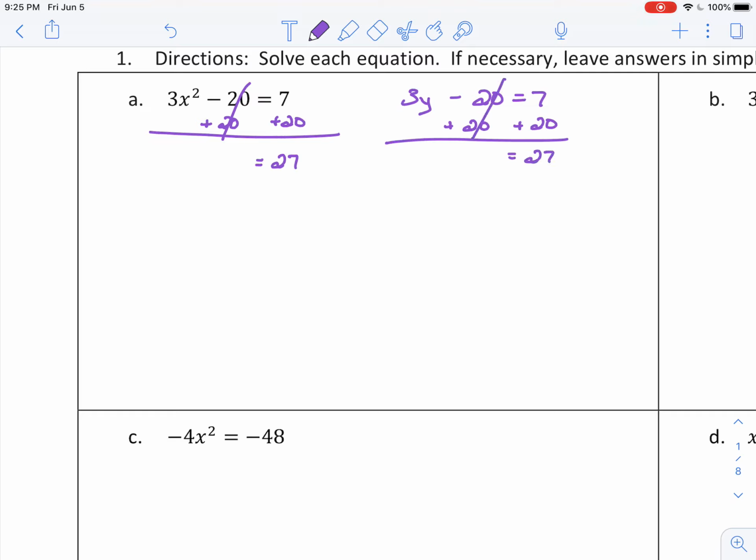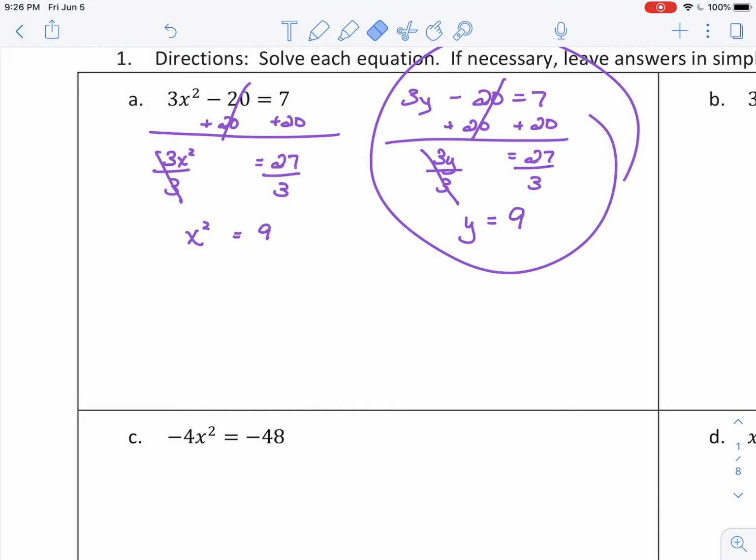The 20s would cancel, and on this one I'd have a 3 and then y, but I'm using this y as just the x squared chunk. So there's still a 3 there, there's still an x squared there. I'm not going to deal with the squared yet, because just like this example here, the first thing I do is get rid of that 3. The opposite of multiplying by 3 is to divide by 3, and I would find that this y is 9. Now again, there's no y in this problem. I'm trying to get that thing on its own, so that thing is x squared.